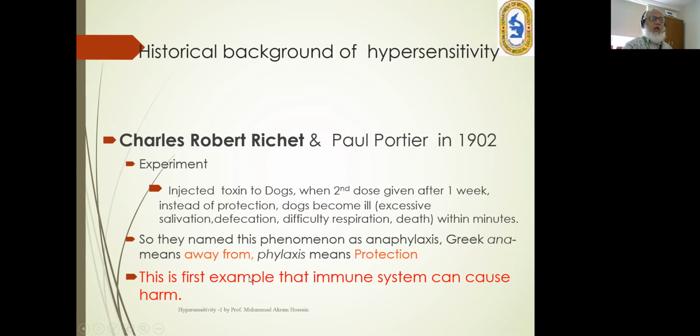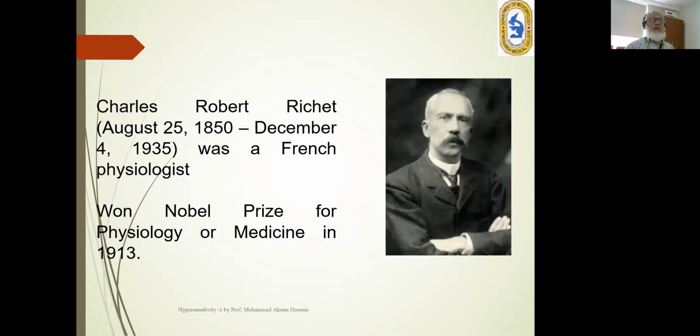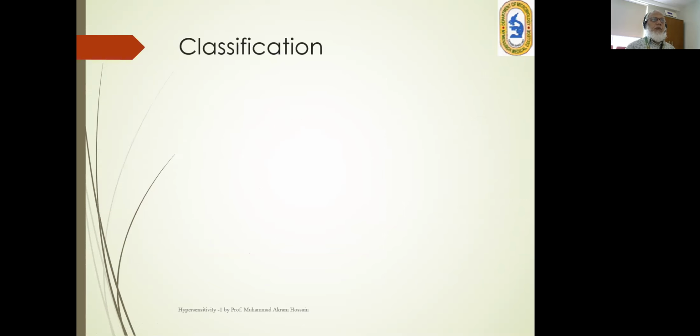That means away from prophylaxis. And this is the first example that the immune system can cause harm. And this is Charles Robert Richet. They won the Nobel Prize in 1913.